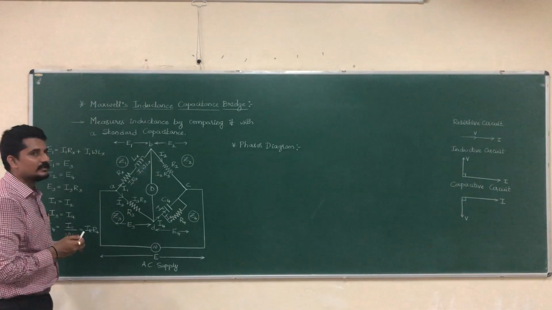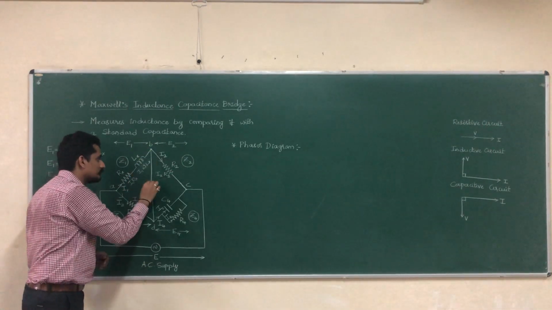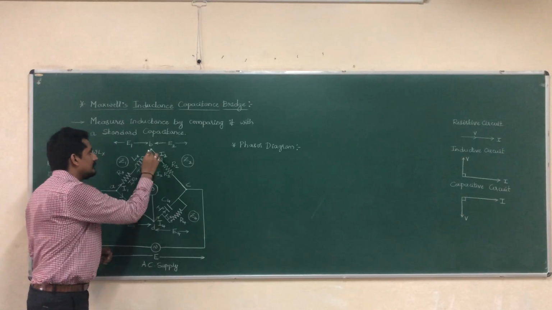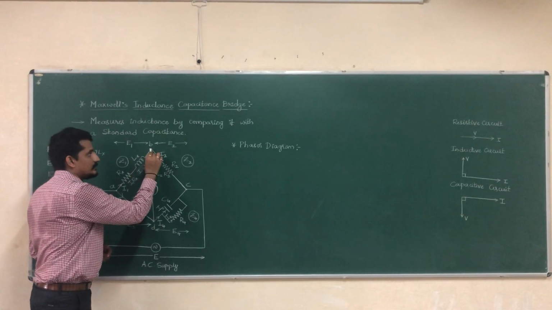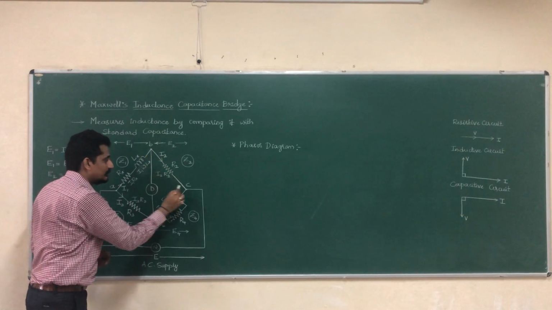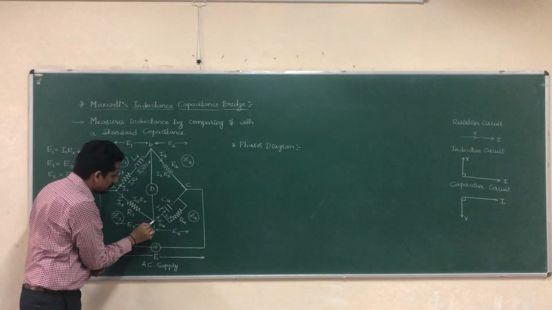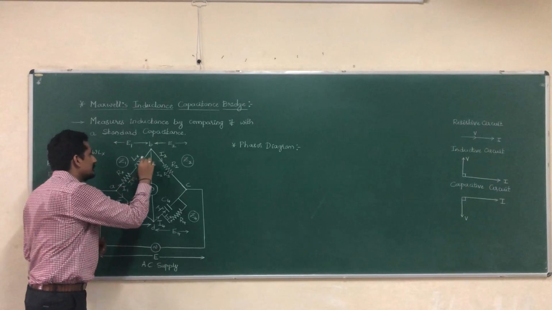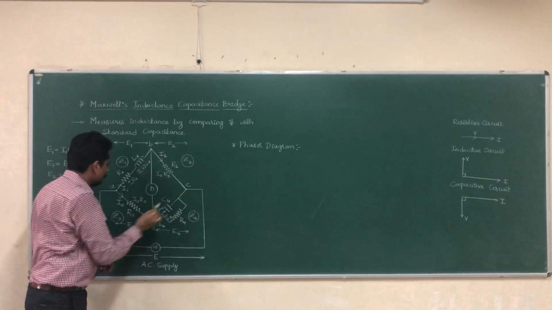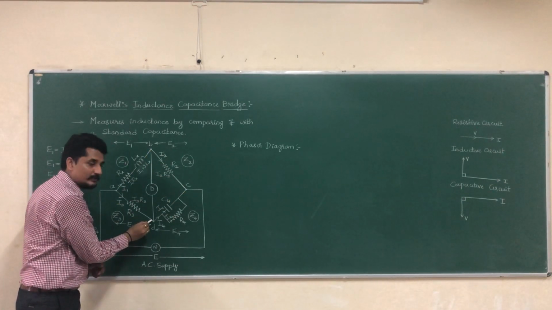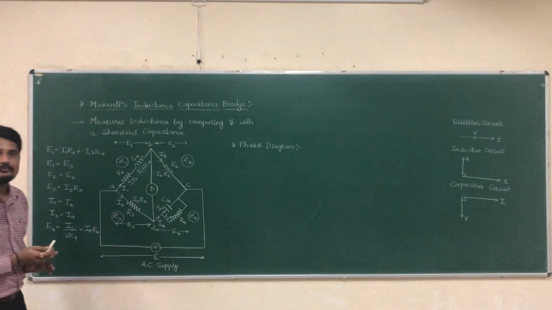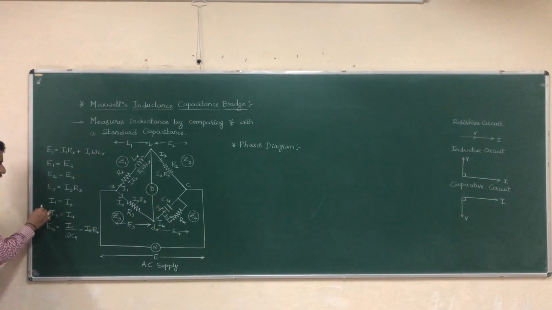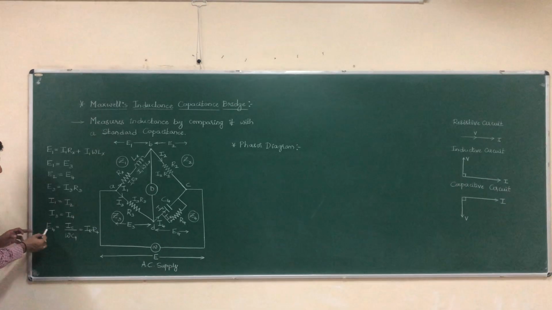Now, under balanced condition, no current flows through the detector. Whatever current passes here will flow to this arm, and whatever current passes here will flow to this path. So the current I1 is equal to current I2, and the current I3 will be equal to current I4 under balanced condition.